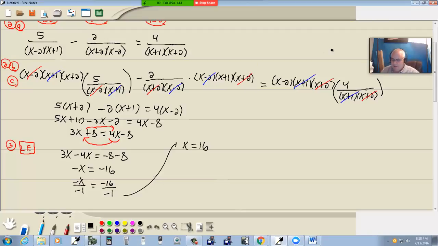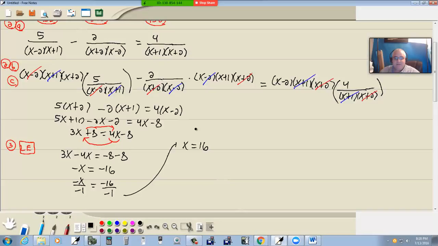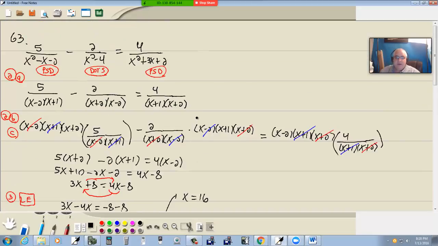Because remember, I put that step on there that says semi-check your answer. And that may seem strange, but the only thing we have to check on a rational equation is to make sure that this number here does not cause any denominator to equal 0. 16 squared minus 16 minus 2, I'm not sure what it is, but it's not 0. 16 squared minus 4 is not 0. 16 squared plus 3 times 16 plus 2 is not 0.